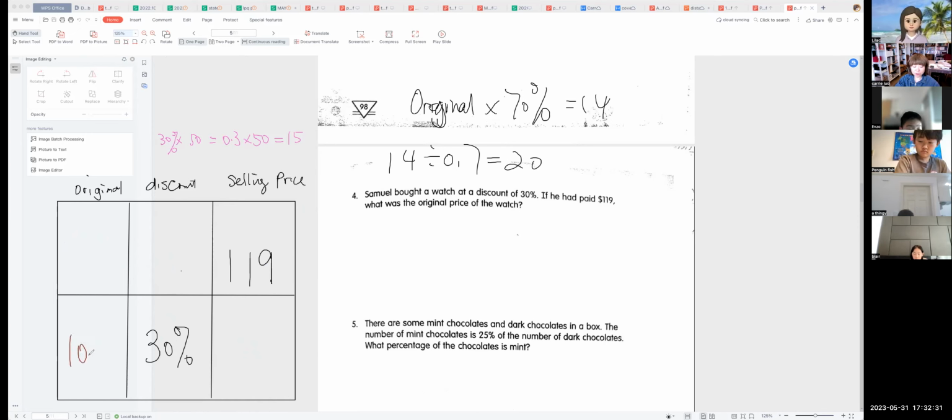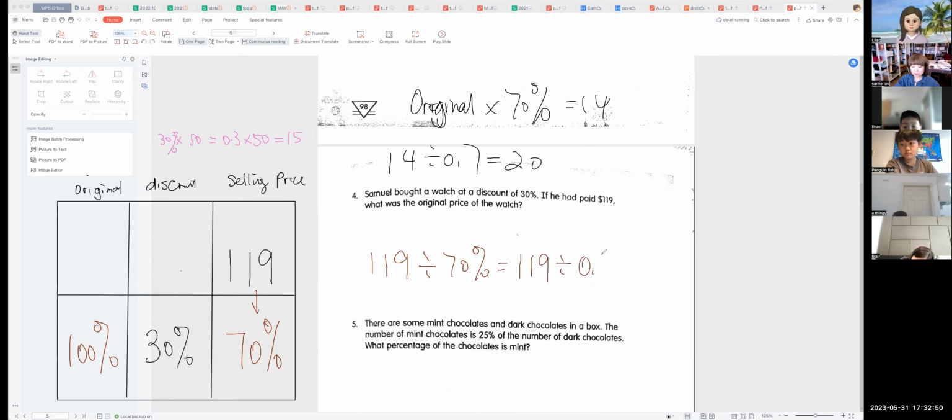But the thing is, everybody, we know this is 100%, this is 30%, this is 70%. So in order to get the original price, we just need to use this number divided by this number. So 119 divided by 70% equals 119 divided by 0.7, which is 119 divided by 7. Okay, so we just do that. So it's 17, 49, so the answer is 107.